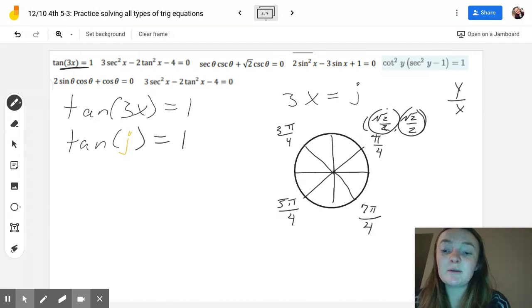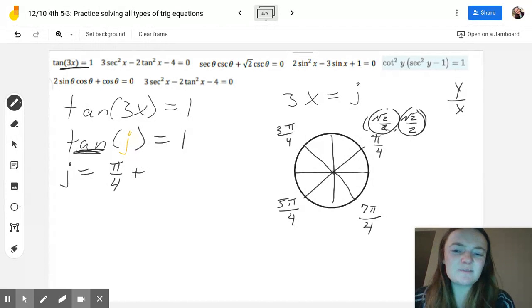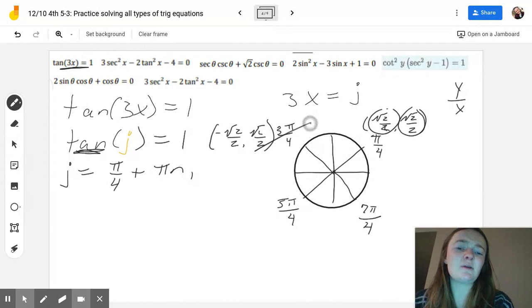So the first one, j is going to equal pi over 4, and we want to write this generically because none of these have any restrictions. So I'll say pi over 4 plus the period of tangent. Well, the period of tangent is pi times n, where n is just an integer. Next one, 3 pi over 4. Let's see if that one works. Its ordered pair is negative radical 2 over 2, comma radical 2 over 2. If I divide these, I get -1, so that one doesn't work.